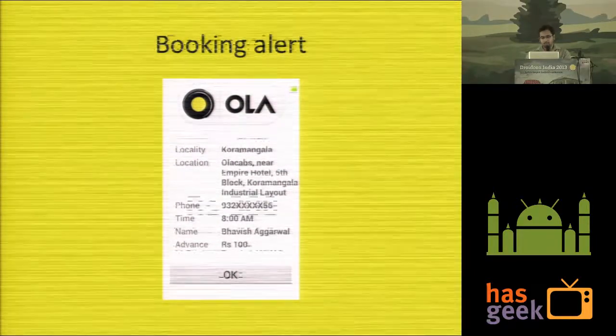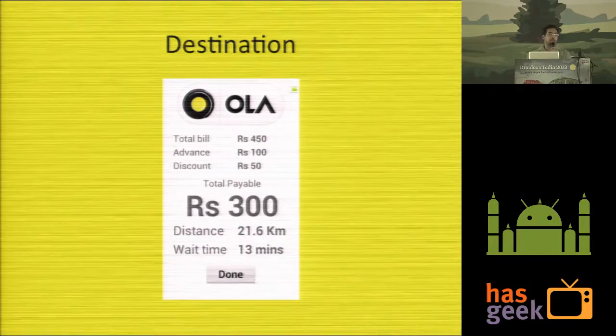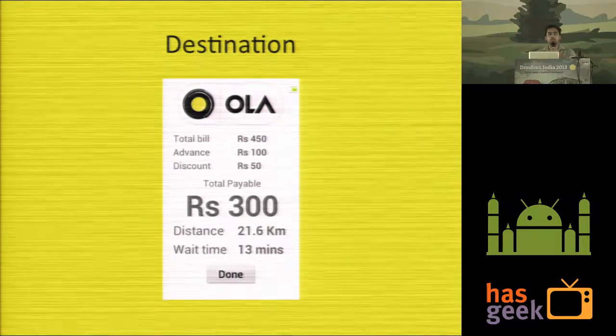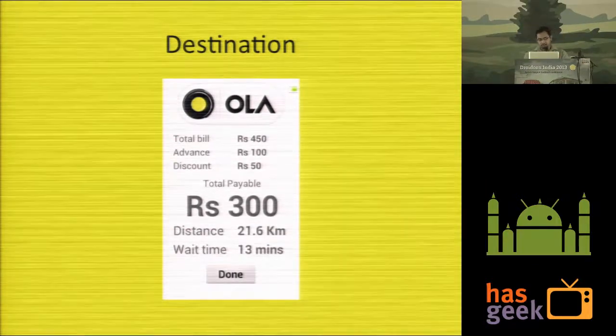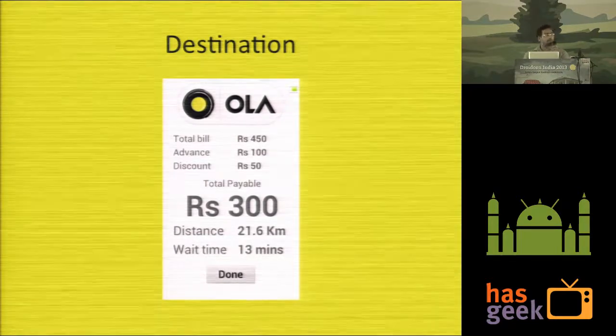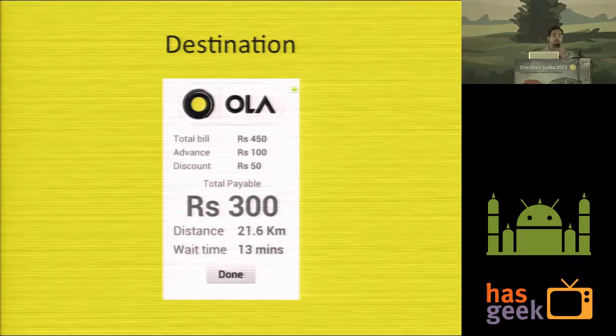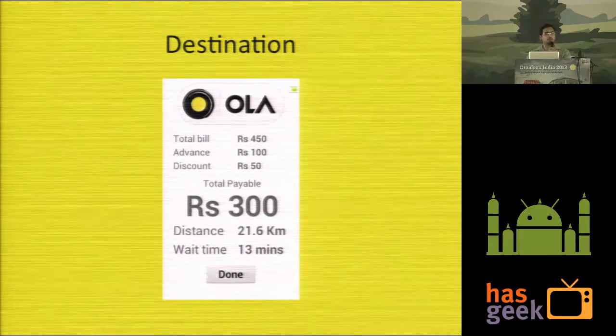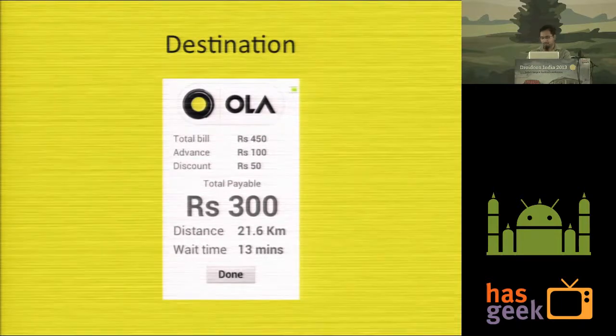There are a few screenshots missing over here, but we give him navigation to the customer's pickup point using Google Maps. Once he reaches there, the customer can board the cab. Finally, he can see the billing and the breakup in the app as well, and it is sent to him via SMS too.